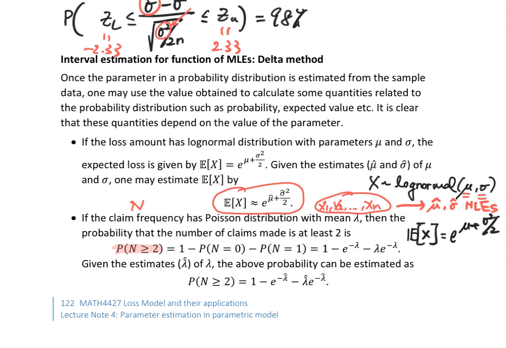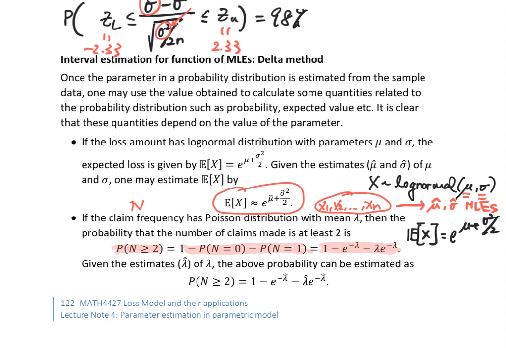Given that it follows the Poisson distribution, we know this probability is equal to 1 minus the probability that n equals 0 minus the probability that n equals 1. I guess this is something you know how to do. Given the Poisson distribution, this is the probability, which involves the parameter lambda.